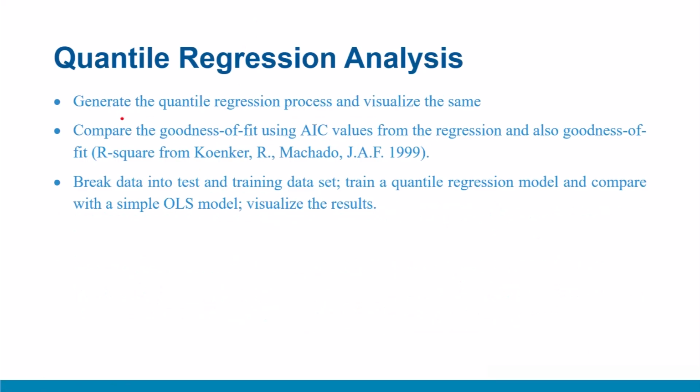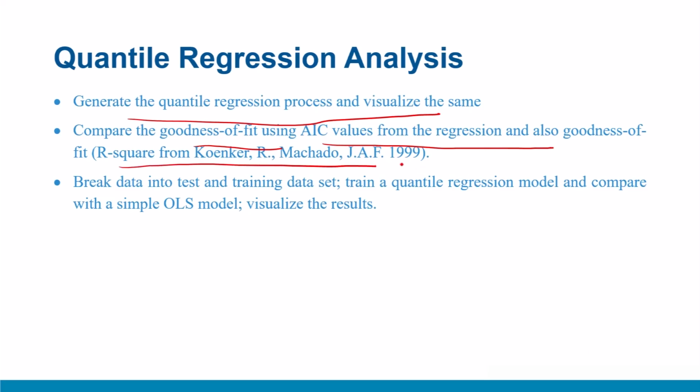Finally, to conclude the analysis, we'll generate the complete regression process and visualize the same. We'll also compare the goodness of fit using AIC values from the regression and also goodness of fit, which is R square from this particular paper, Koenker and Machado, 1999. And then lastly, we'll break the data into test and training data sets. We'll train a regression quantile model and compare with a simple OLS model and also visualize the results.